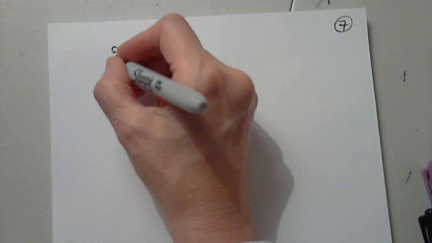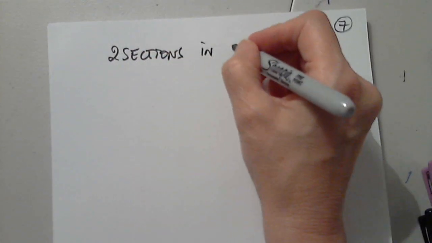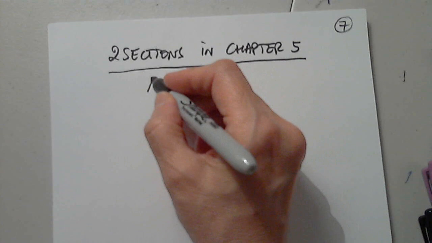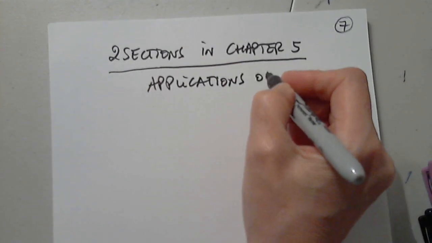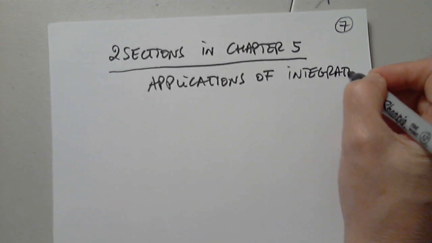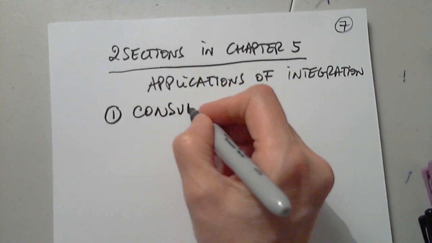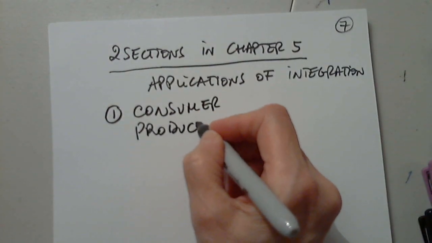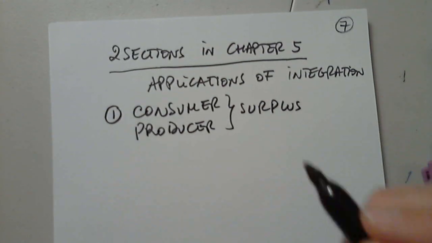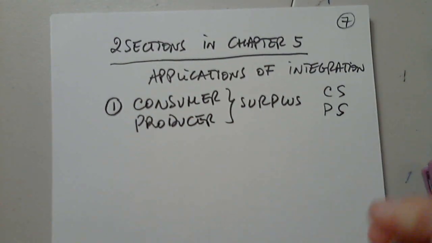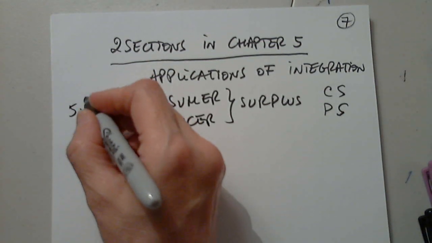If you find anything in Pearson that you would like to go back to, please bring it to class. Please, always. Okay, so we have two sections to cover in chapter 5. Chapter 5 deals with applications of integration. And we only look at two applications. One of them is called consumer and producer surplus. With your permission, I'm going to use CS, consumer surplus, and PS, producer surplus. So this is section 5.1.